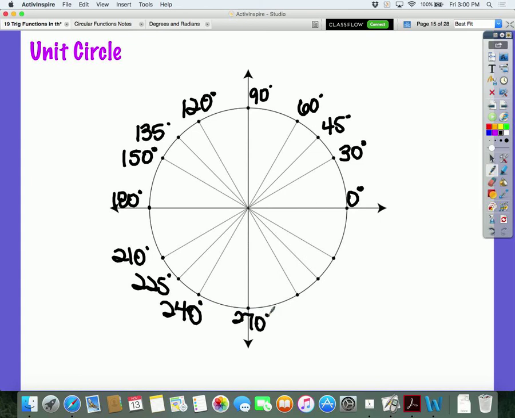If not, do you see the pattern? Keep going. What's this one? 300, 315, and 330. But this is not the last angle measure in the unit circle. You go a full 360 degrees. And there are the degrees of your unit circle.